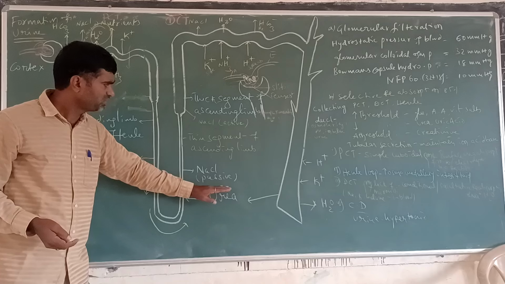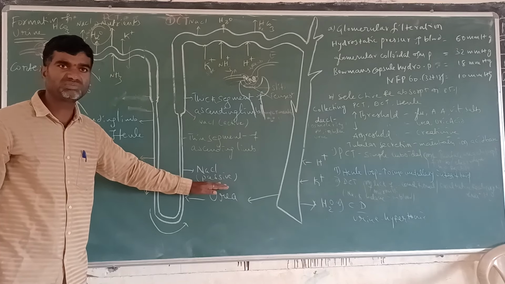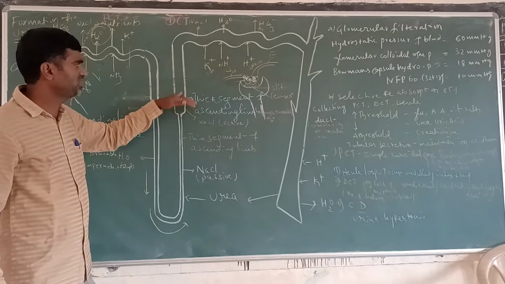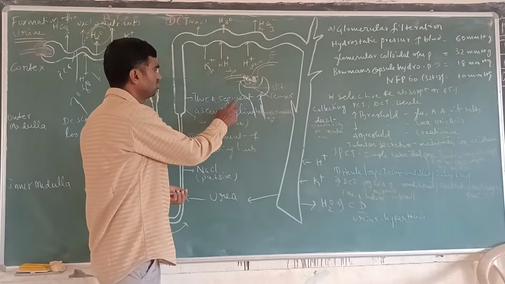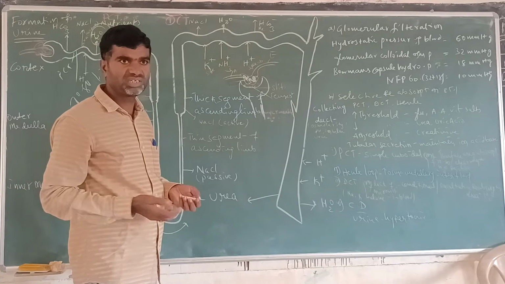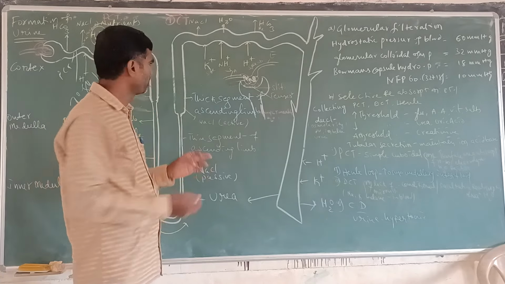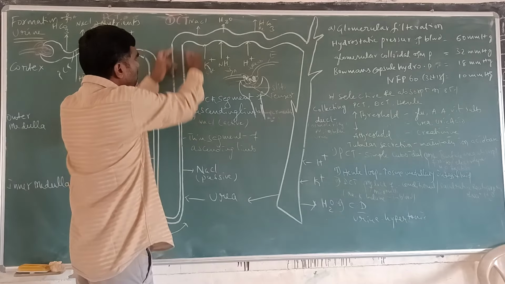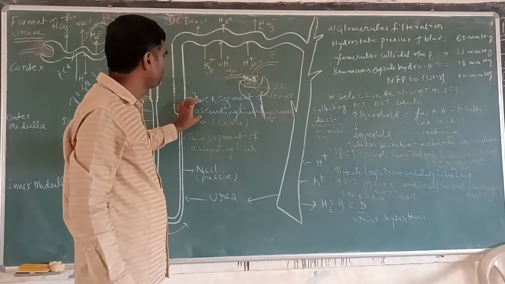Where NaCl is passively transported in the thin segment of the ascending limb, whenever it reaches the thick segment of the ascending limb, how is it transported? Actively transported. NaCl molecules are actively transported here. Okay, now this is the thick segment of the ascending limb.